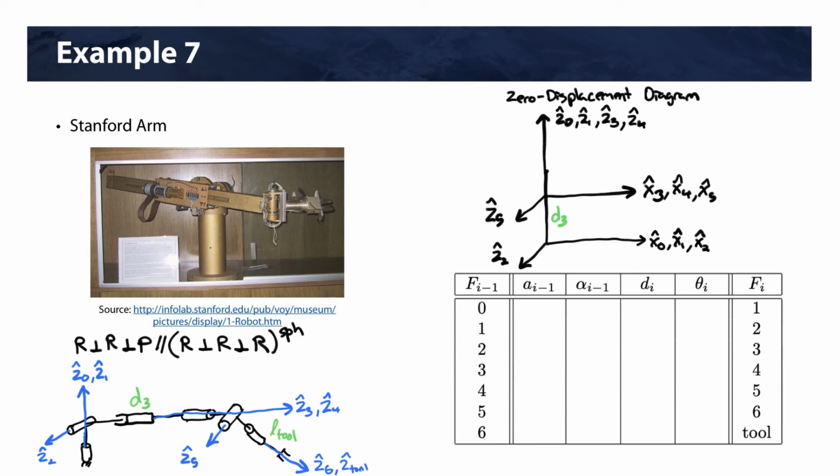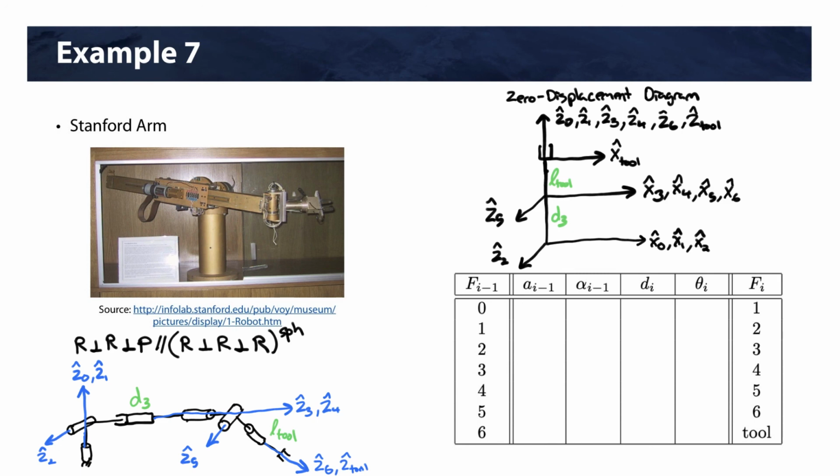Z6 is at 90 degrees to Z5, so it's going to be up. There's X6. Then we're going to have the length L tool to our tool frame. And we'll have Z tool. And we'll have X tool. All right, and so there's our zero displacement diagram. And again, we just start at frame 0 and we see what we need to do to get to frame 1, 1 to 2, 2 to 3, and so on.